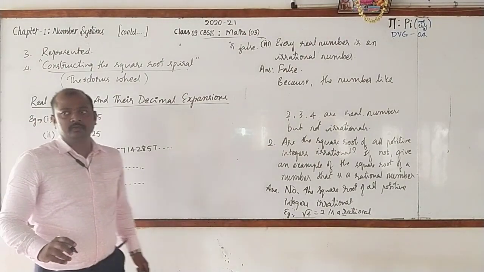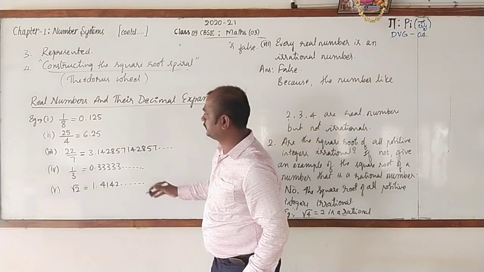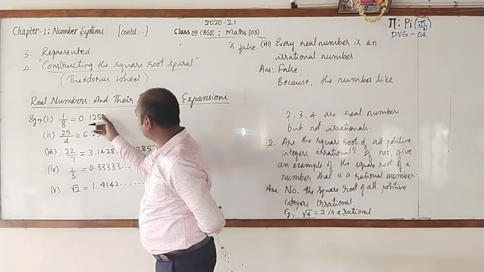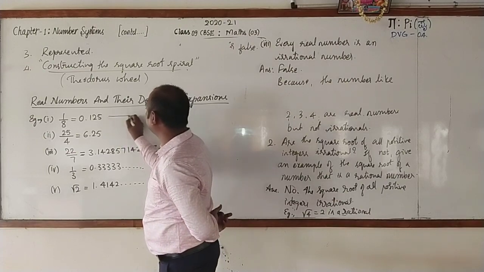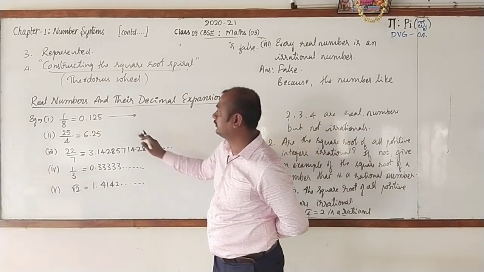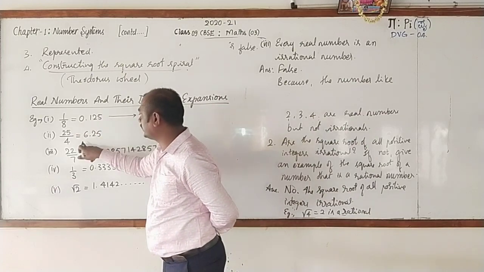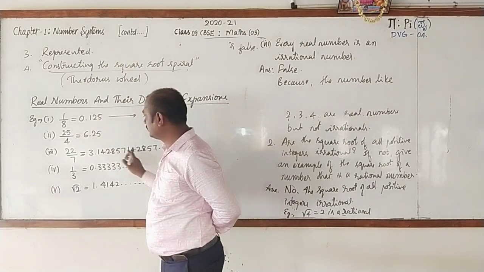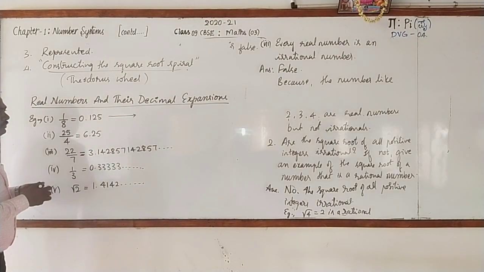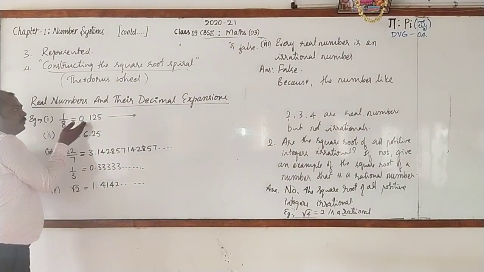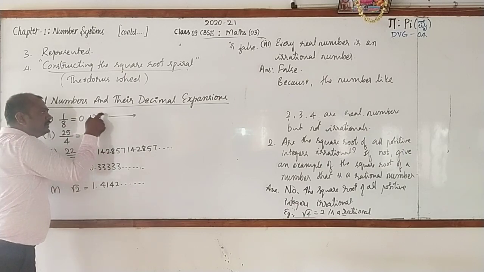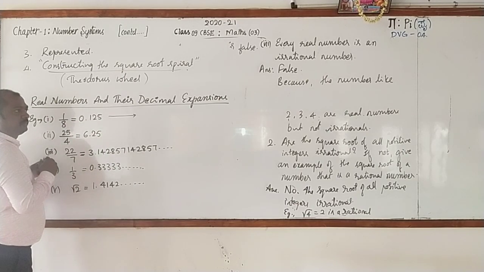Just observe these values. I have taken the rational numbers and their values are written, and all these values are in decimal form. Say 0.125, 6.25, like this. And in every decimal number we have two parts. One is before the decimal, the whole number part, and after the decimal, it is the decimal part.